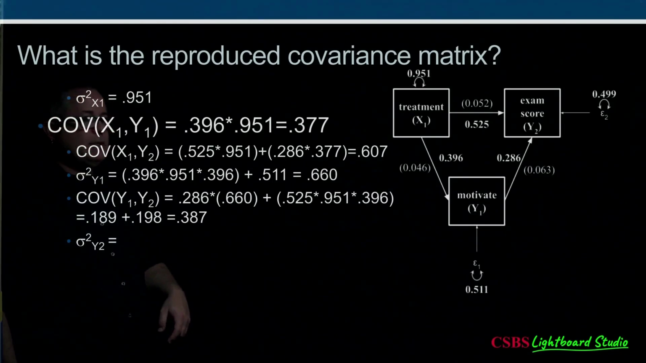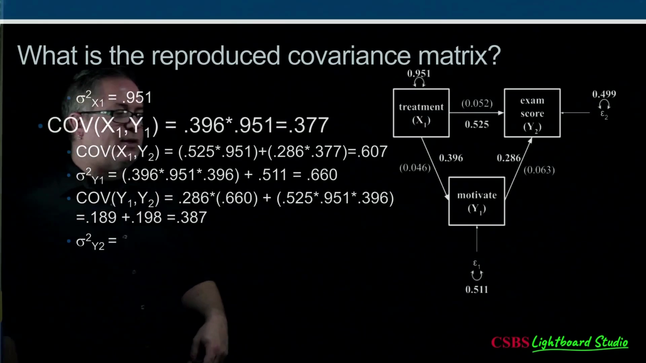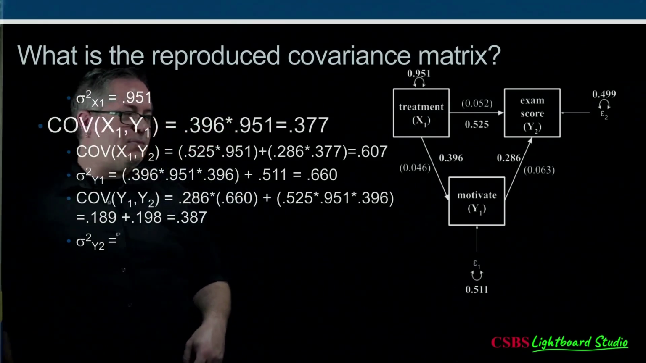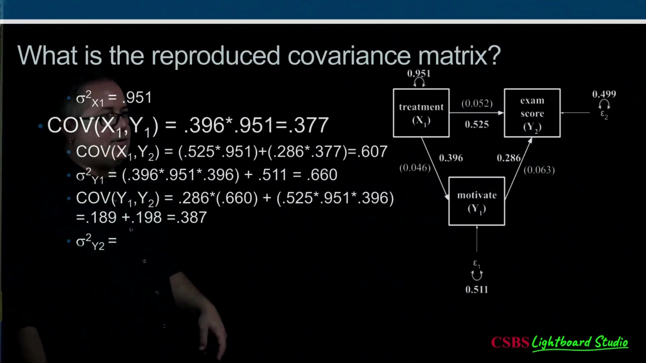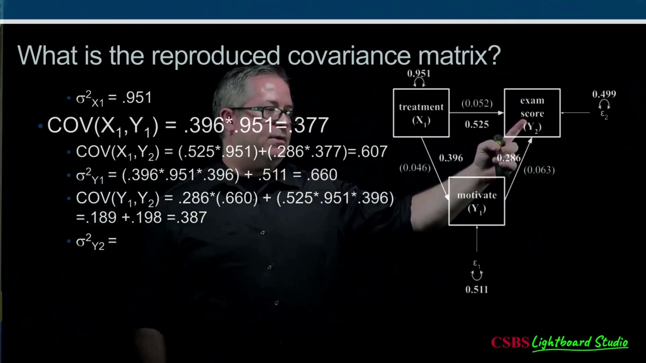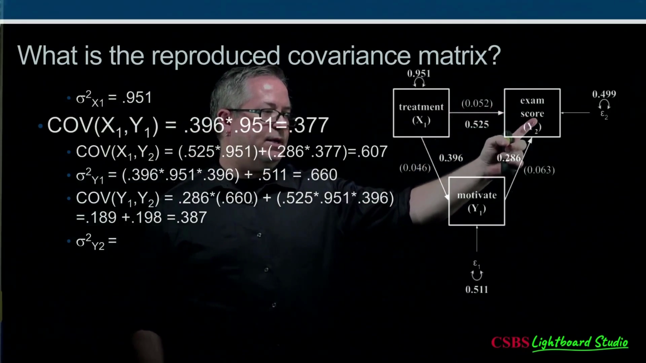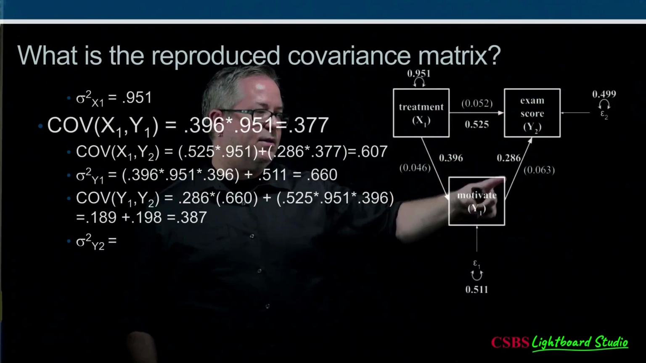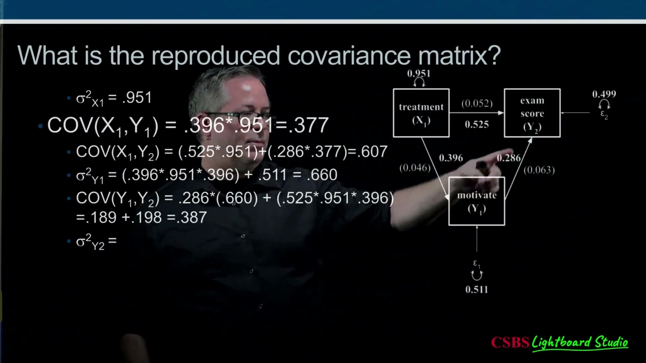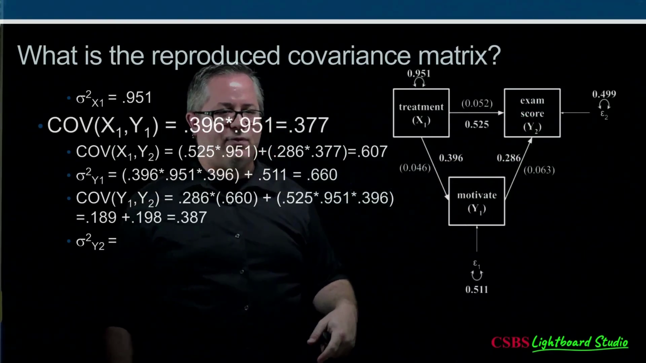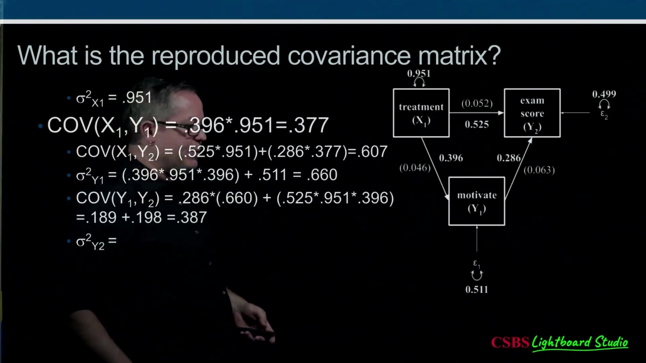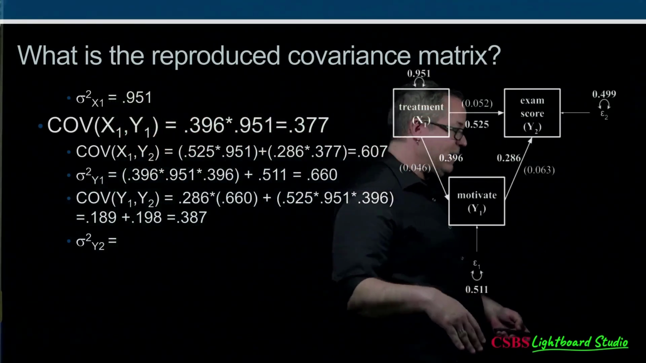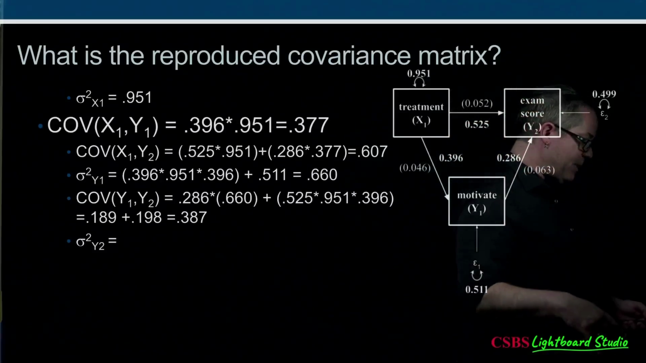So the variance of y2 is tricky because there's many ways of getting from y2 back to itself. Right? I can go from here to there and back. I can go from here to there to there to there, and from here to there and back. So there's lots of different ways of getting from y2 back to itself when trying to figure out the variance of y2, which is why I save y2 to the end. It's the biggest pain in the butt.